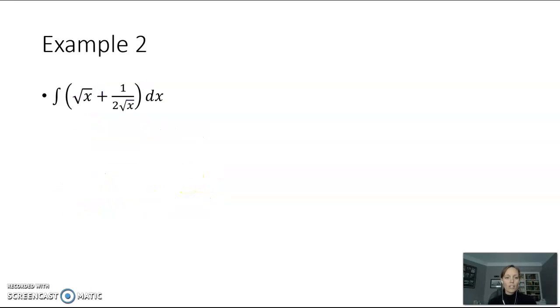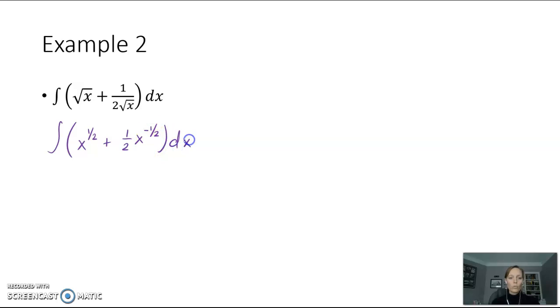Let's go ahead and take a look at example 2. This one is not quite as obvious, but this is still a power type function. So we're going to start by rewriting this with power. So the square root of x, if you recall, is the same thing as having x to the 1/2. And then here we have 1 over 2 square root of x. Well, since that x is in the denominator, we want to move it up and give it a negative exponent. So this is 1/2 x to the negative 1/2.